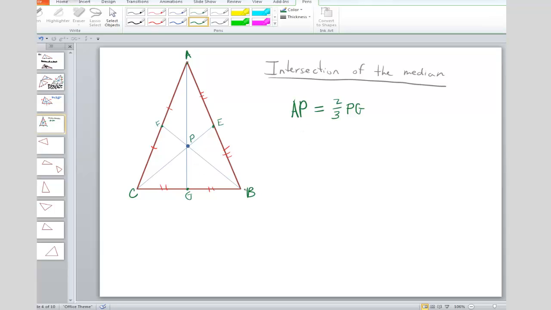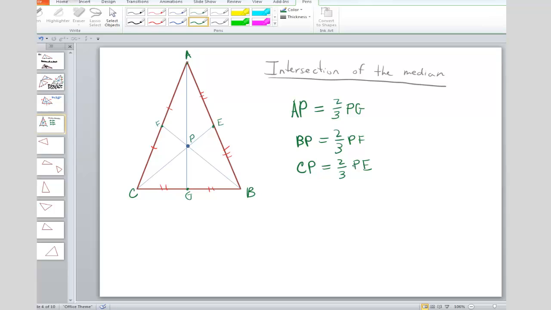You can do that with this as well, BP. So BP is equal to 2/3 PF. And also we can do that with C and P. So CP is equal to 2/3 of PE.